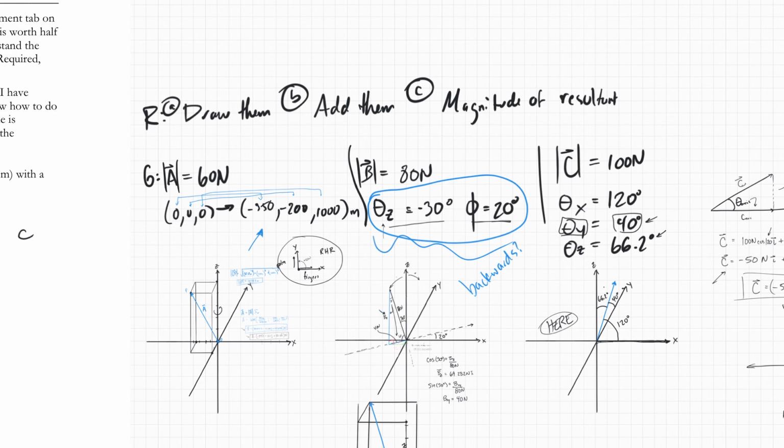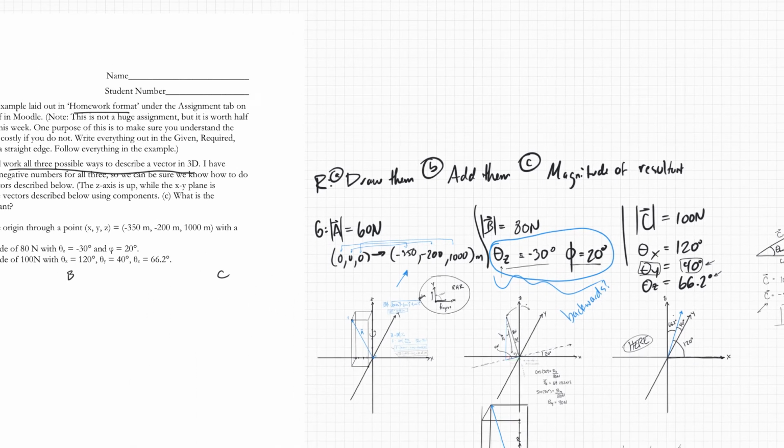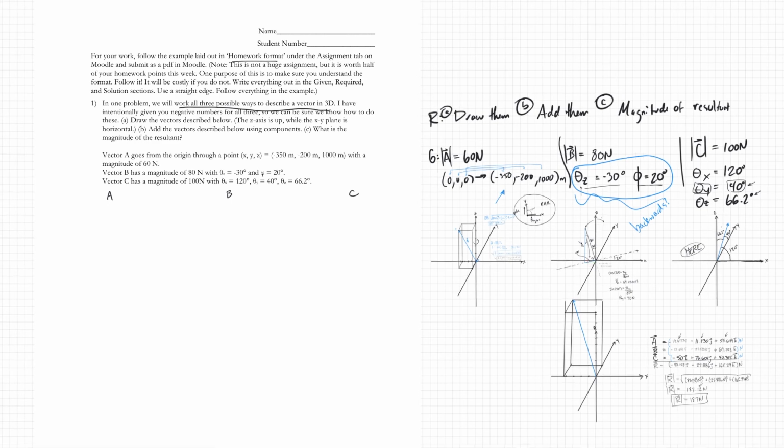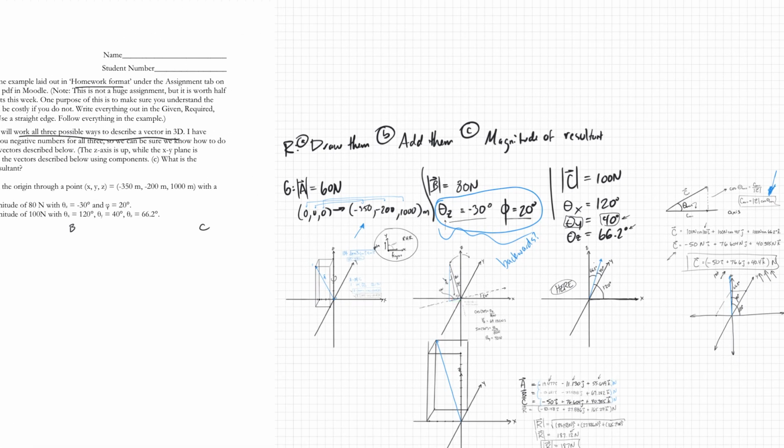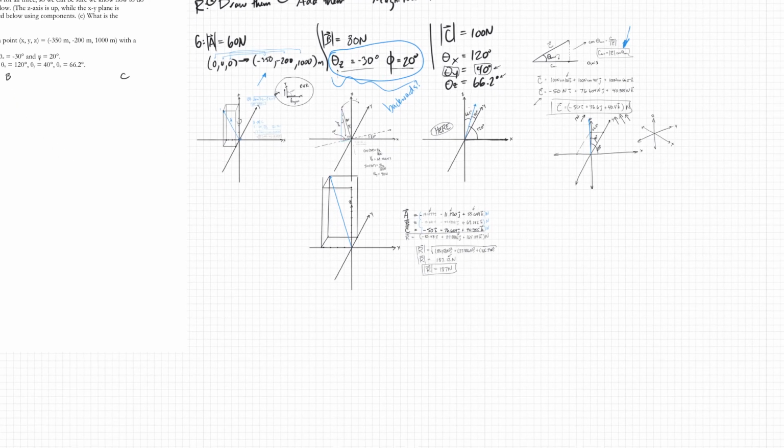So anyway, that's how we do this problem. Let's go up to the beginning and make sure we did everything. Where's it given? And where's it required? Did we draw them? Yeah, we drew them. Did we add them? Yeah, we added them. Did we get the magnitude? Yeah, we got the magnitude. So we did everything.